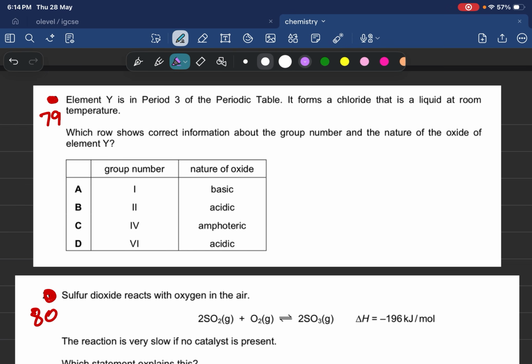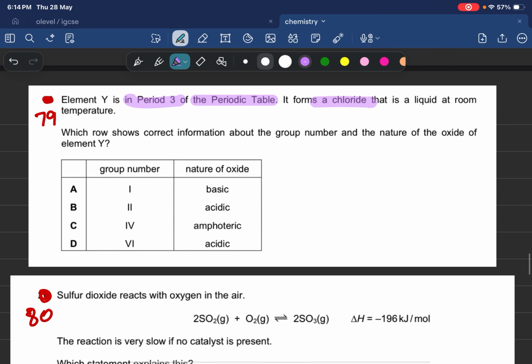Element Y is in period 3 of the periodic table. It forms a chloride that is liquid at room temperature. I think we're dealing with silicon, because silicon chloride is liquid, SiCl4. But shouldn't that not be included in your syllabus? Okay, element Y in period 3 forms a chloride that is liquid at room temperature. Which shows the correct information about the group number, group 4, and nature of oxide.